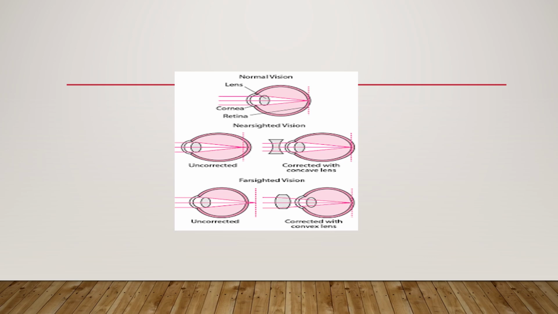After correction, the light rays focus exactly on the retina. Here it is corrected with a concave lens, so the light rays directly touch the retina. In farsighted vision, that is hyperopia, the light rays focus behind the retina. After correction with convex lenses, the light rays focus exactly on the retina.